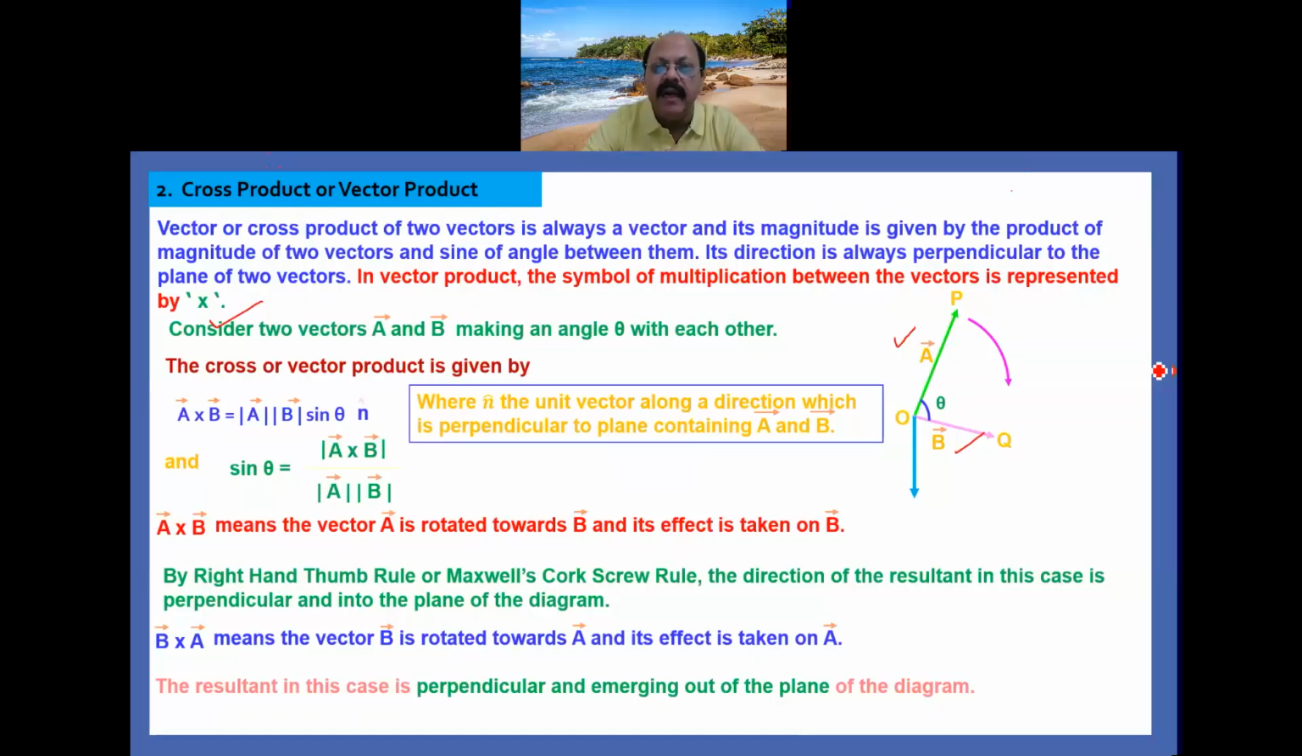Now we take one very interesting example of how this Maxwell cork screw rule, or the right hand thumb rule, works, due to the rotation clockwise and anti-clockwise, and how the inward and outward direction of the resultant comes. For that purpose, you can see here, closing and opening the tap is the best example to understand the Maxwell cork screw rule or the right hand thumb rule.